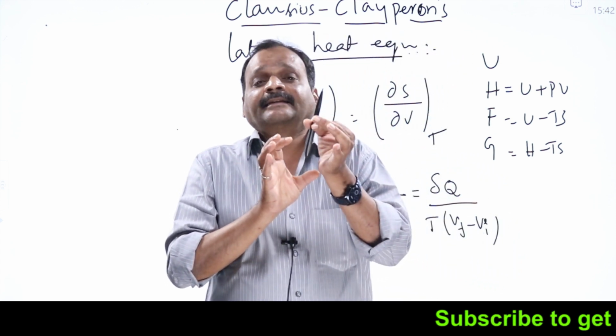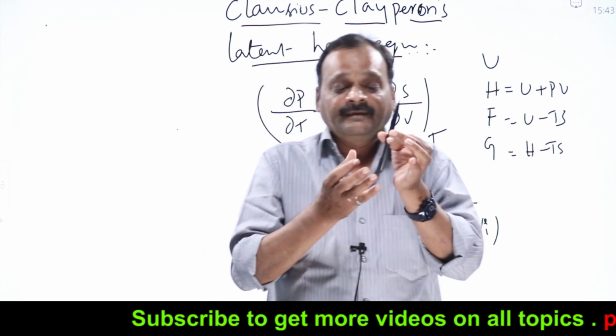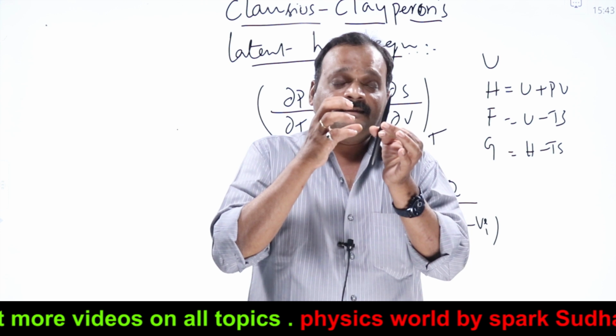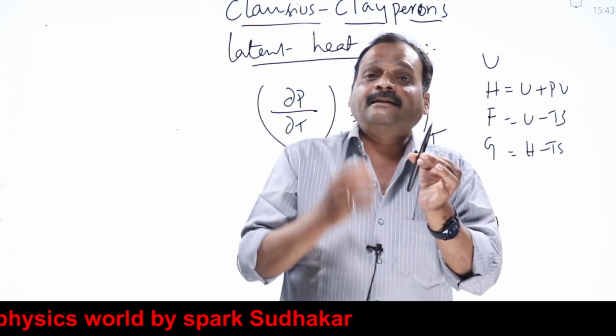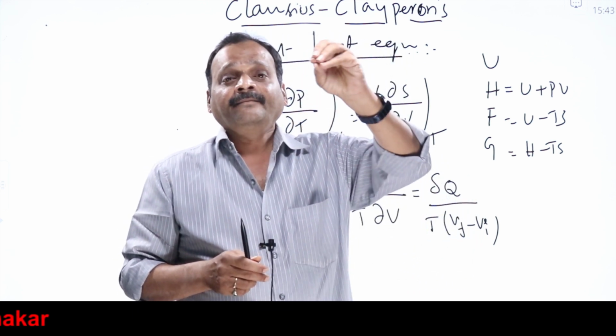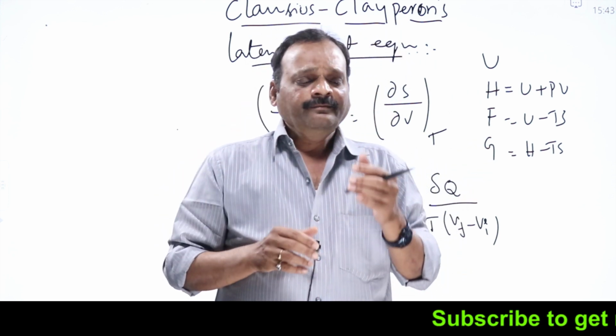So that is known as the latent heat of fusion of ice. It is 80 calories per gram. Okay, so this is the Clausius-Clapeyron latent heat equation. This Clausius-Clapeyron latent heat equation is applicable for first order phase changes, which require some heat for the phase change to occur. Similarly, the same is the case with water also.